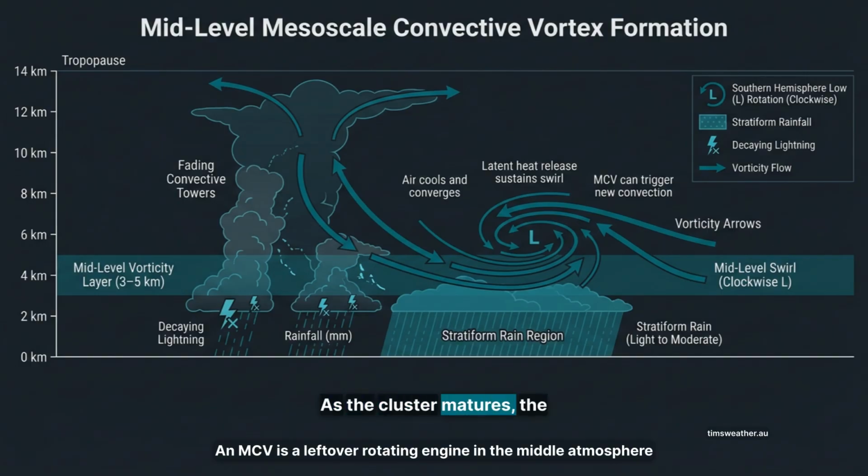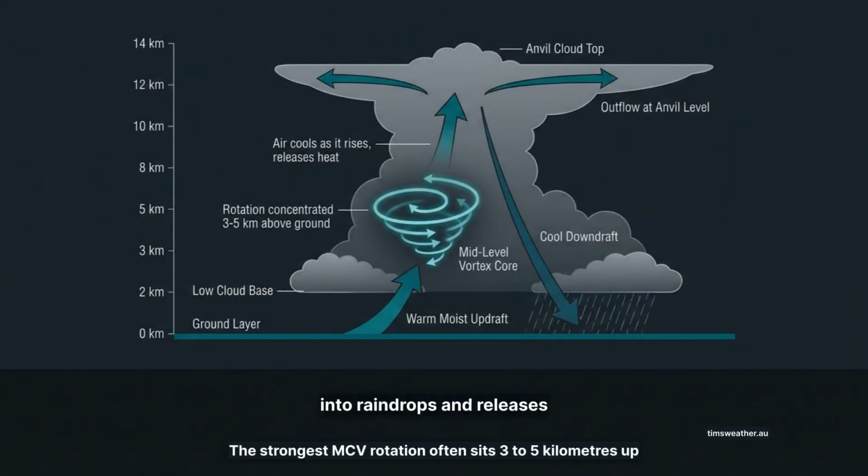As the cluster matures, the violent leading storms may race ahead, while a broad shield of steadier rain develops behind them. This rear rain area is crucial. Inside it, water vapor condenses into raindrops and releases latent heat. Meteorologists call that diabatic heating, which just means heat being added to the air by physical processes such as condensation. That warming creates a mid-level warm core.